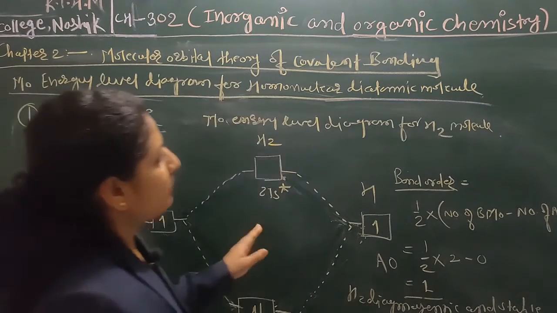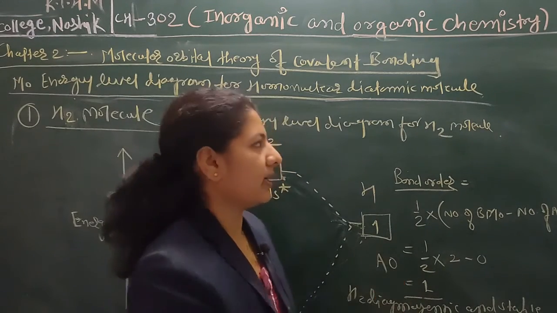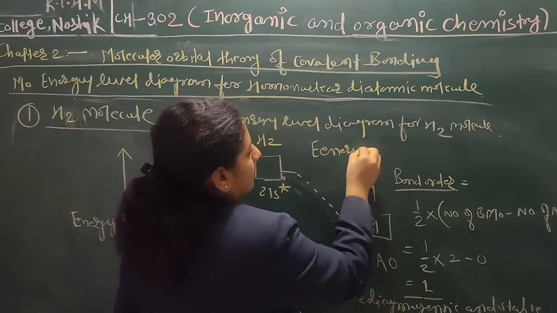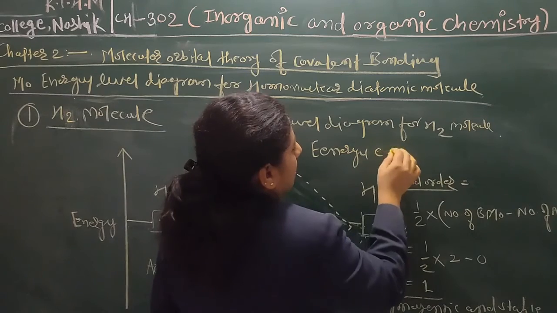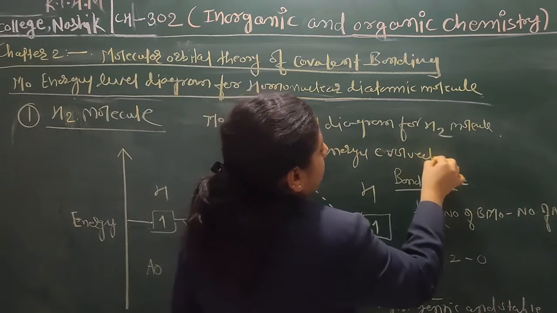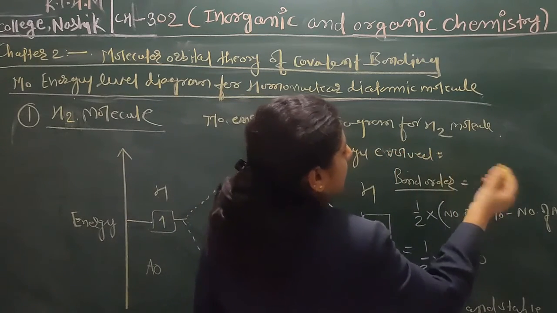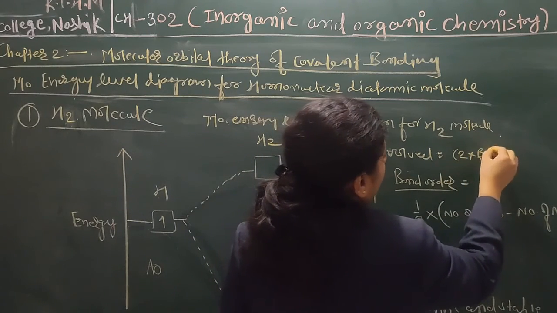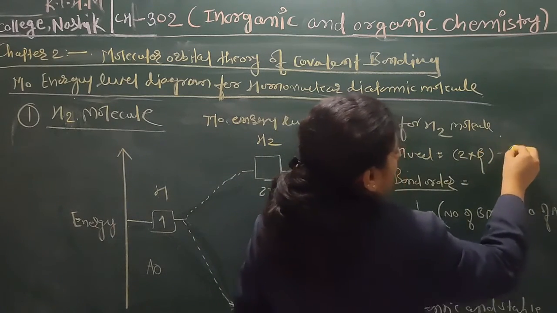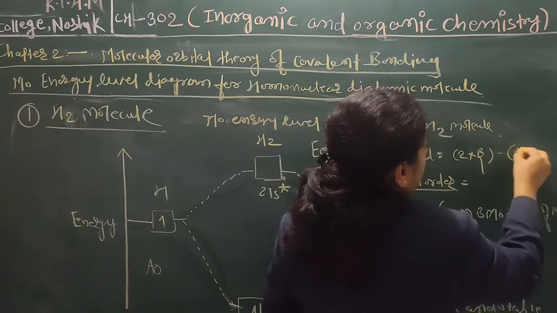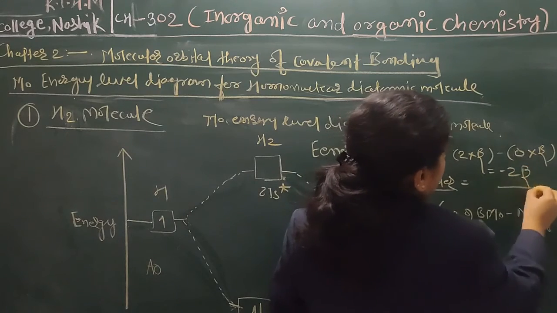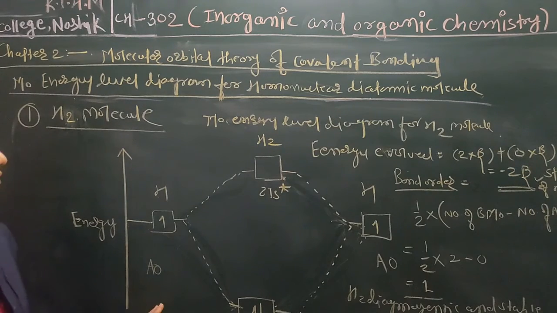Now the energy involved in this H2 molecule, we can calculate it as the energy involved, that is, we know that there are 2 electrons in the bonding orbital, so that is minus 2 beta. So this is all about the H2 molecule. Now let's discuss the next.